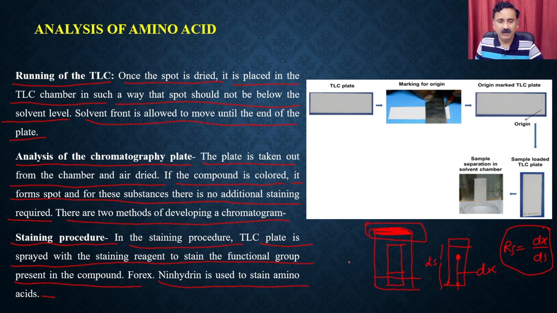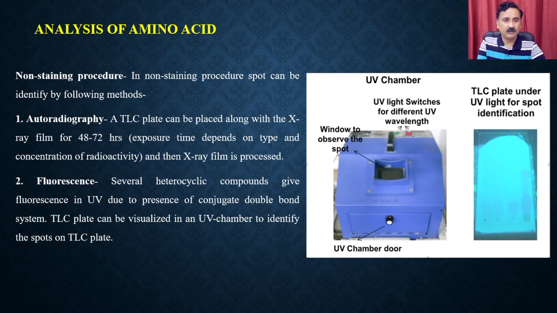So if it is not colored, then you can use the staining procedures. If you want, you can also go with the non-staining procedure. In the non-staining procedure, a spot can be identified by the following methods. You can use autoradiography. A TLC plate can be placed along with the X-ray film for 48 to 72 hours.